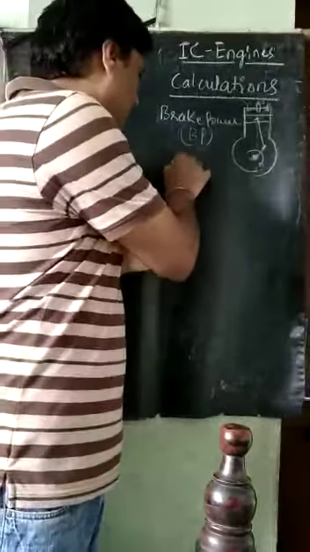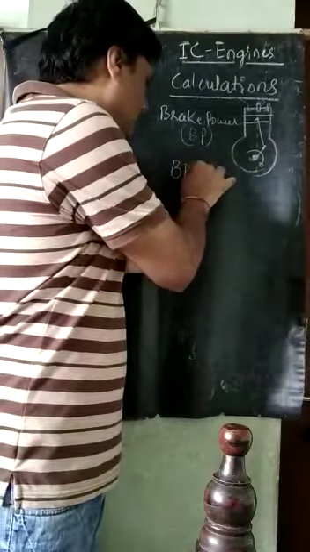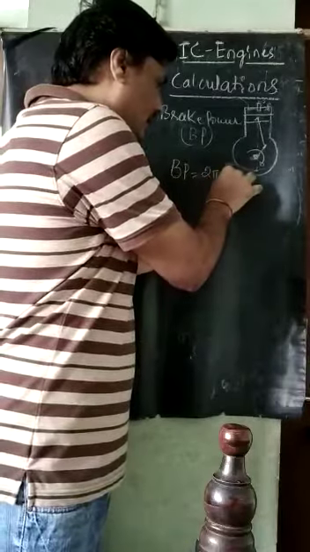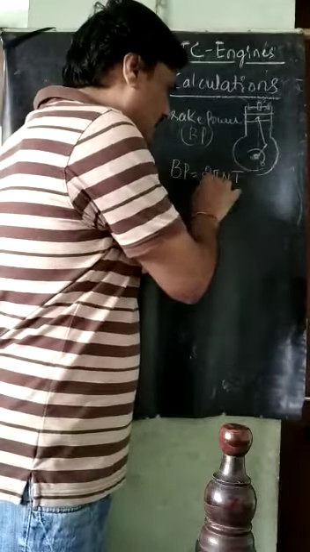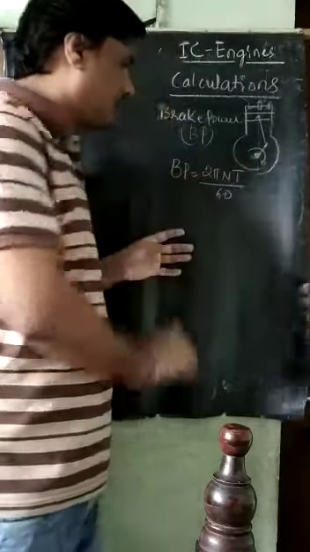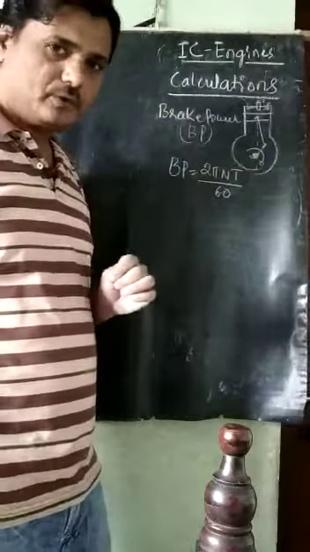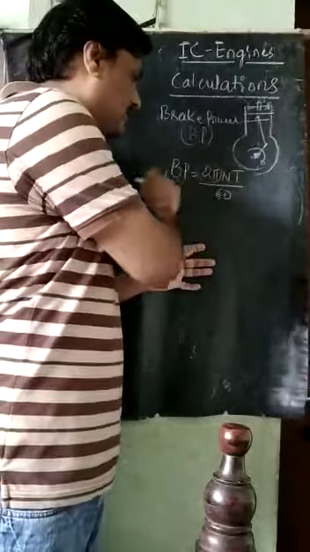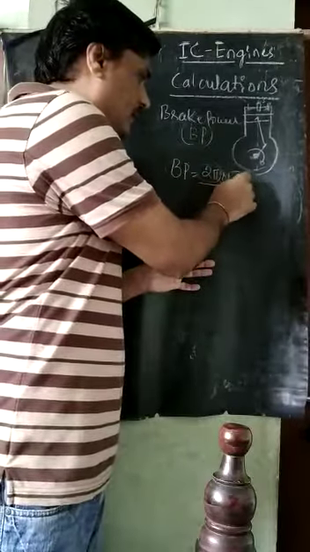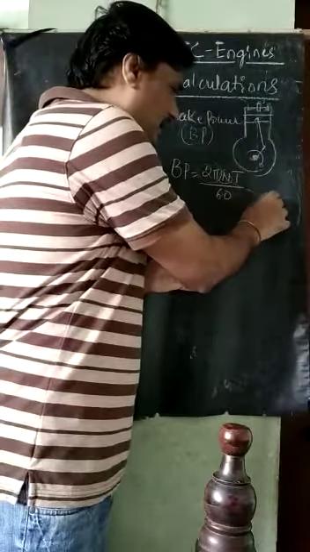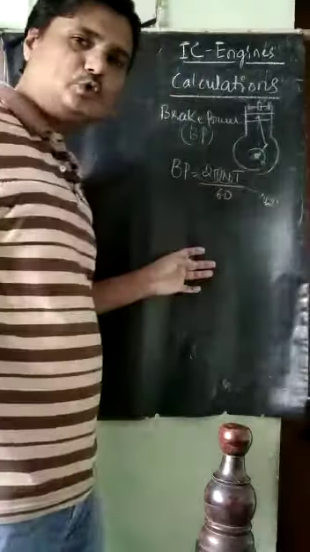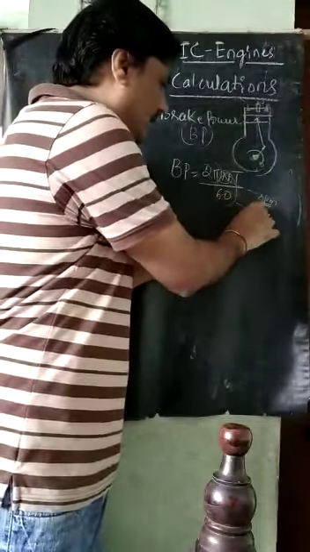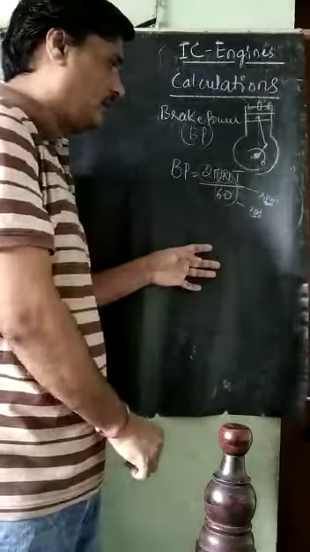There is one formula. BP is equal to 2 pi N T divided by 60. This is the main formula we are using. Here 2 and pi are constants, and N is the RPM, revolutions per minute, which divided by 60 is converted into RPS, revolutions per second.